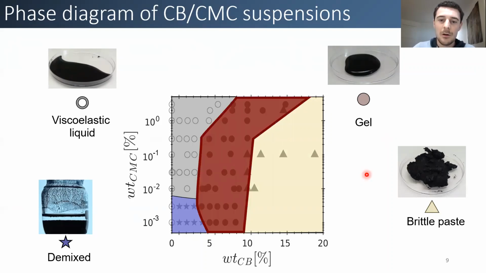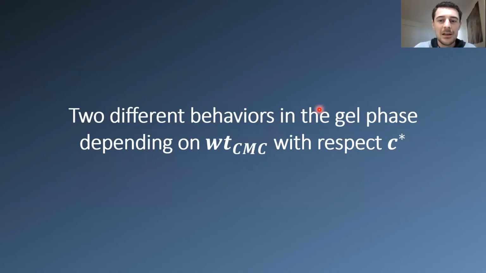In this talk, I will only consider the gel phase, and keep in mind that the overlap concentration lies like so on the phase diagram. Actually, we will take a look at the gel phase, but you should expect two very different behaviors depending on the concentration of the polymer, because in each regime, the dilute and semi-dilute regime, the physics at stake is very different. So you should expect two different behaviors in the gel phase also.